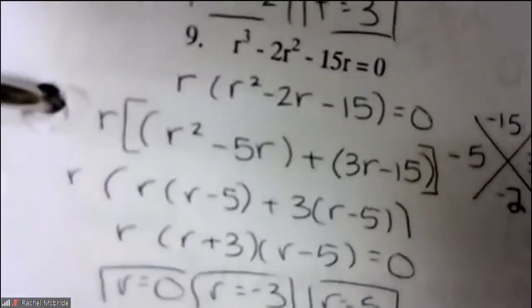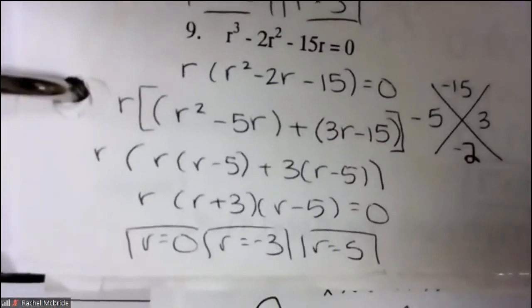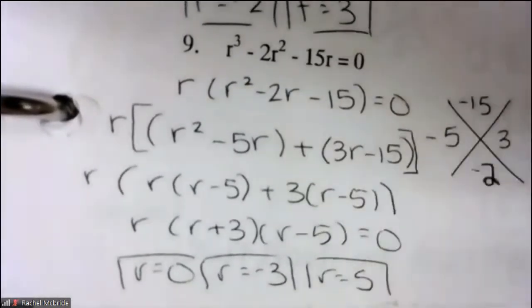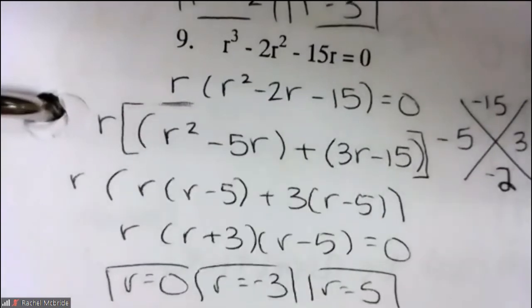All right, so he said negative 3. I said 0. Anybody know my third answer? Nick? 5. Fantastic. So number 9 is a special problem because in order to do 9, we had to take out a GCF of R to start.